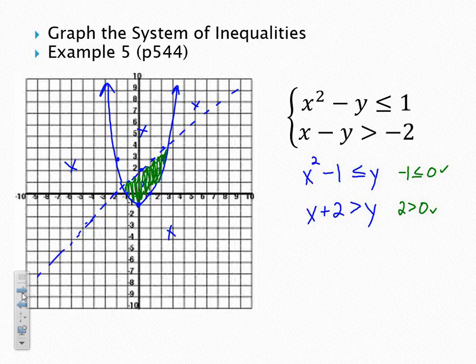And remember, it includes any points that are here on this parabola as well, because that was a less than or equal to symbol. All right? So there's an example of solving a system of inequalities.